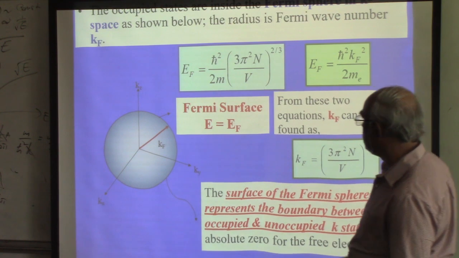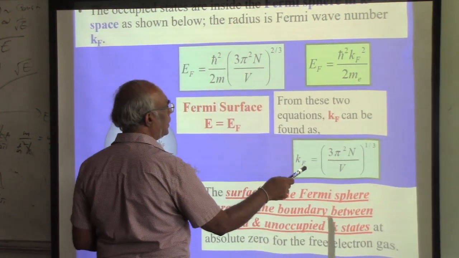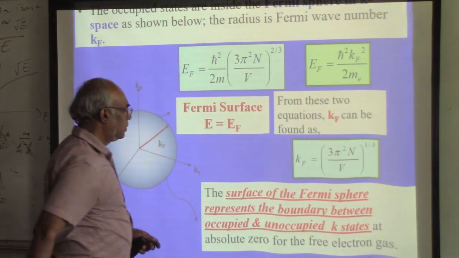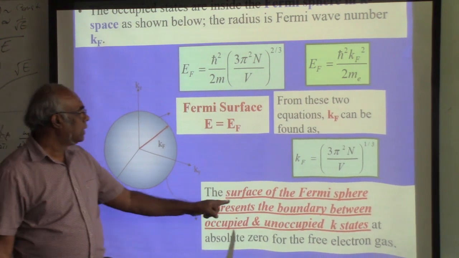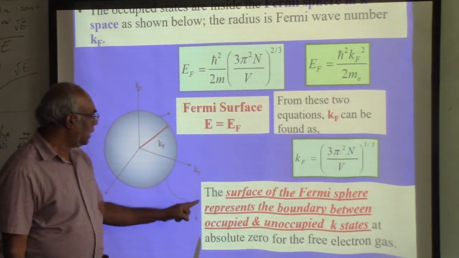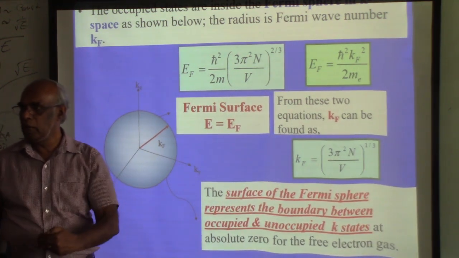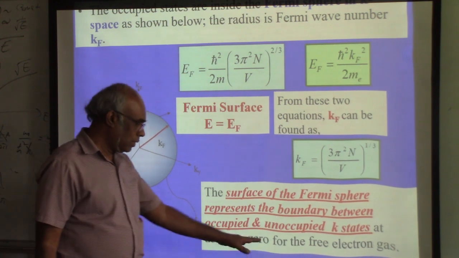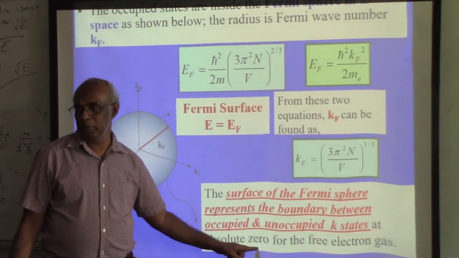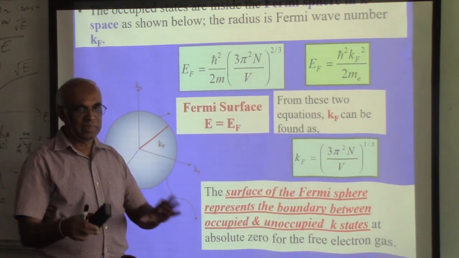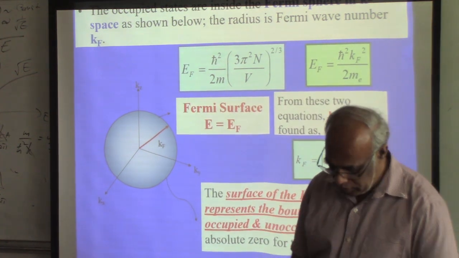So we call this one the Fermi surface, this is the Fermi wave vector, and this is the Fermi energy. The basic idea is that the Fermi surface, the surface of the Fermi sphere, represents the boundary between what? Occupied versus unoccupied states. But this is another thing to remember: this formalism is all for zero temperature, 0 Kelvin. Later we will see how finite temperature plays a role.